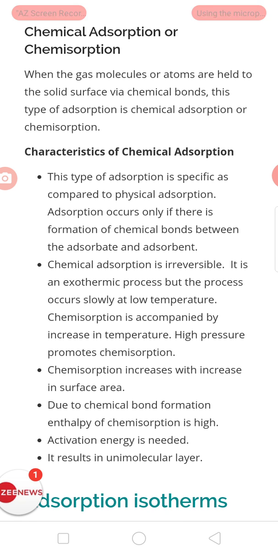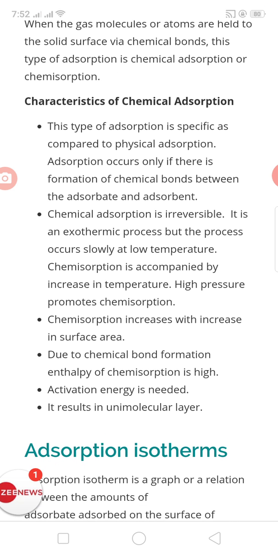Chemical adsorption is an irreversible process, and it cannot be reversed again. It is an exothermic process, but the process occurs slowly at low temperature. Chemisorption is accompanied by increase in temperature. High pressure promotes chemisorption. Chemisorption increases with increase in surface area also.